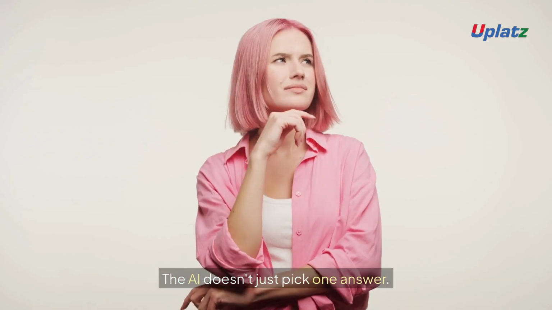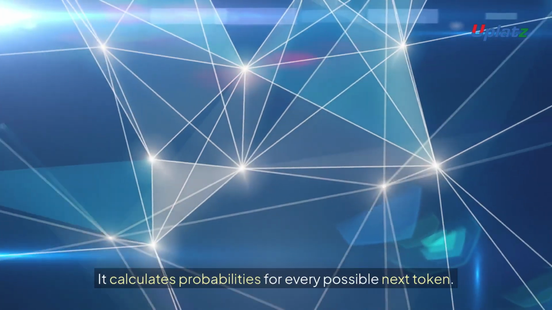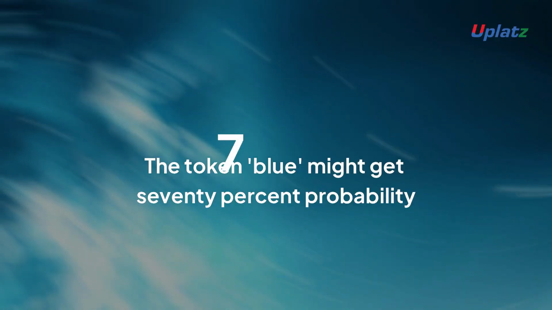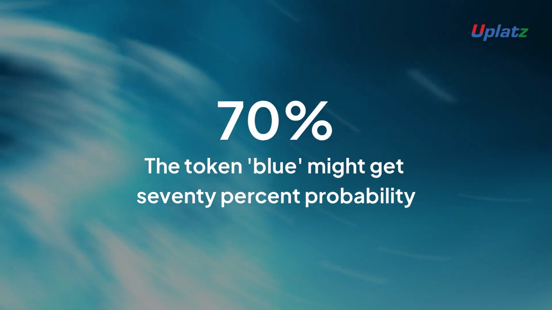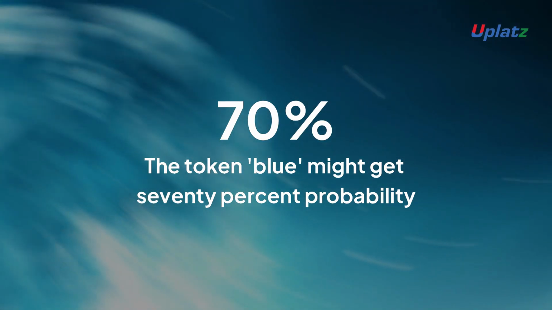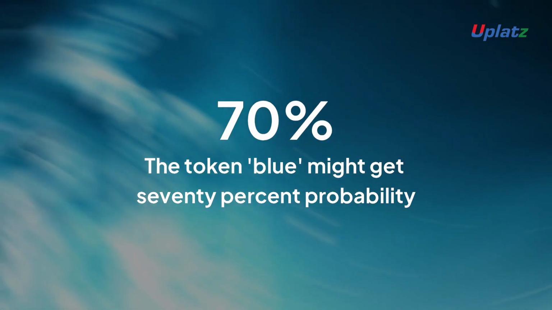Here's the key. The AI doesn't just pick one answer. It calculates probabilities for every possible next token. After the words, "the sky is," the token, "blue," might get 70%, "clear," might get 20%, and "falling," might get a tiny fraction.